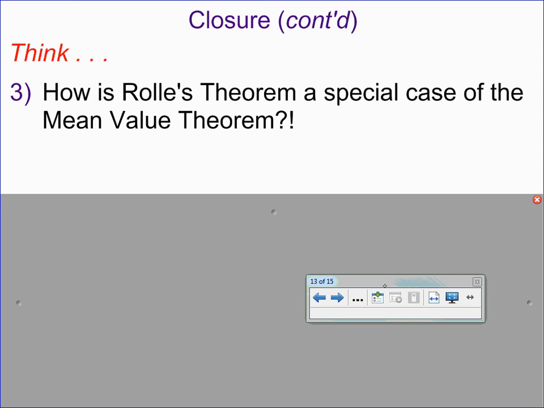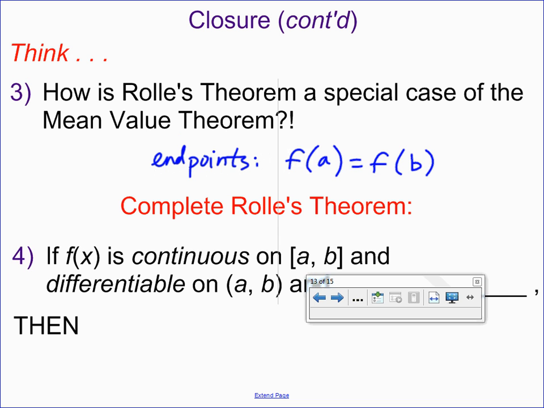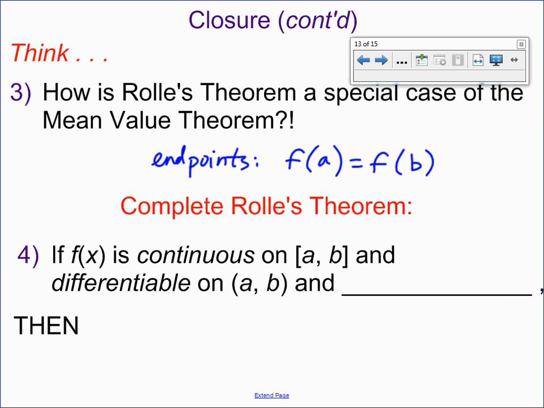How is Rolle's theorem a special case? The special case is the endpoints are just equal. So the endpoints f at a and f at b, the endpoint y values are equal. So it's just a special case because they're still continuous and differentiable. And we can complete that: if f is continuous on a to b and differentiable on a to b.